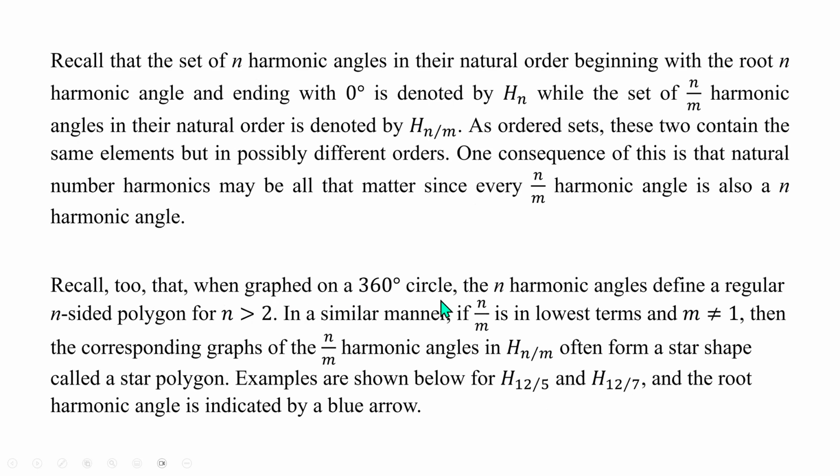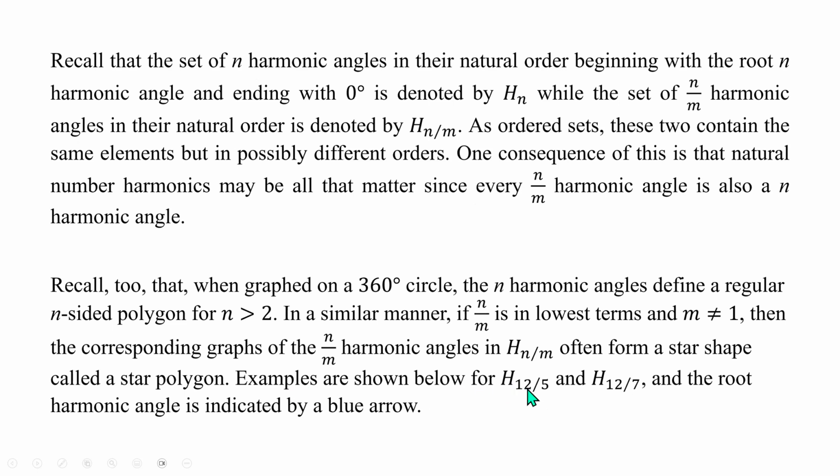Recall, too, that when graphed on a 360-degree circle, the n harmonic angles define a regular n-sided polygon for n greater than 2. In a similar manner, if n over m is in lowest terms and m is not equal to 1, then the corresponding graphs of the n over m harmonic angles, h sub n over m, often form a star shape called a star polygon. Not necessarily all the time, but let's say most of the time.